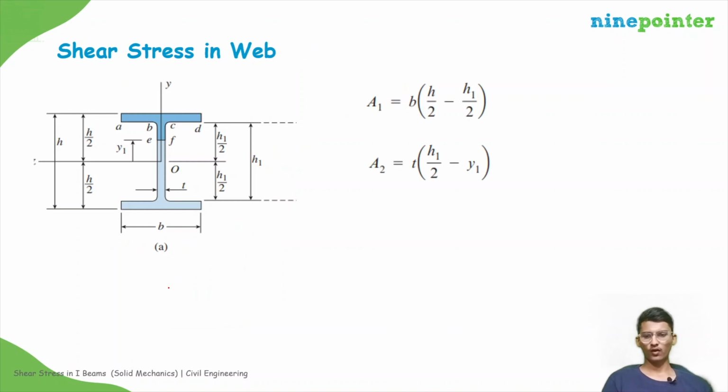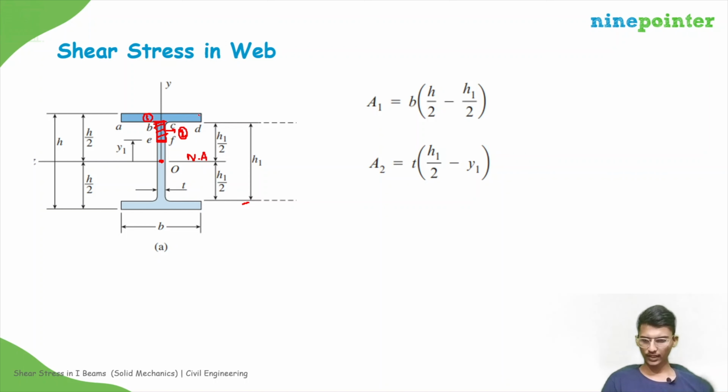So let us solve. So shear stress in web. Let us take a point at a distance y1 from the neutral axis. See, neutral axis will be at the centroid. So this is the centroid of the I-beam. So this will be the neutral axis, right? So for calculation of Q, we will consider this one. So let us say this part as 2, this part as 1, okay?